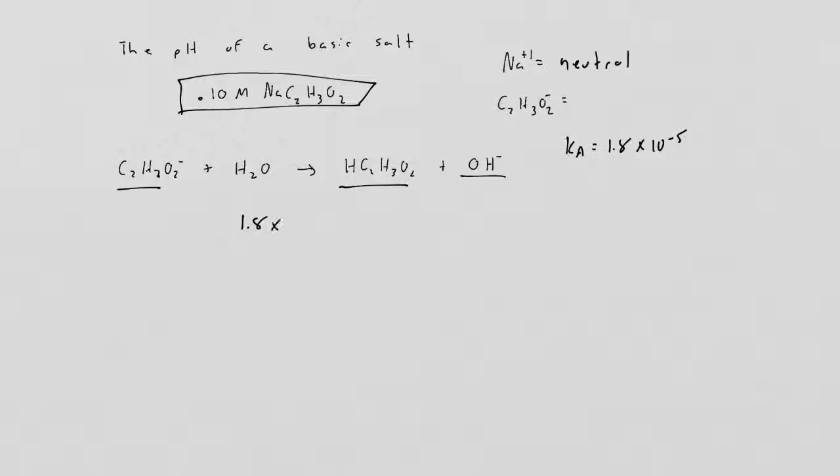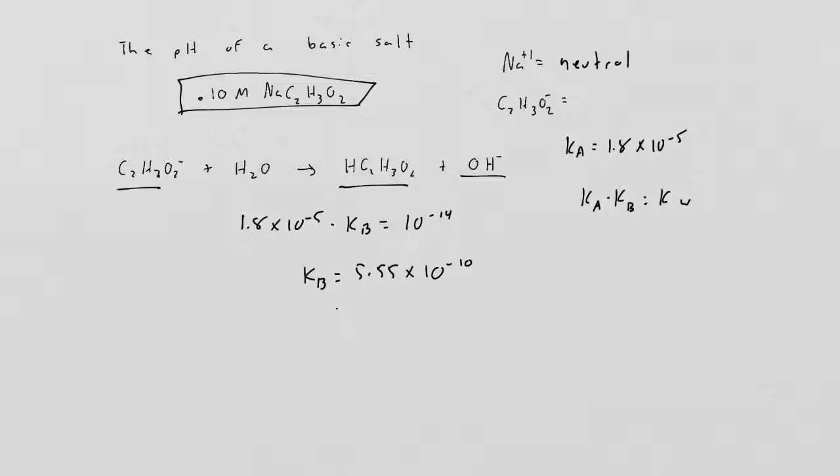So now we do this problem. We do 1.8 times 10 to the minus 5 times Kb is equal to 10 to the minus 14, because Ka times Kb equals Kw. And then we do a little math work here. So when we do the math, we get that the Kb is equal to 5.55 times 10 to the minus 10.